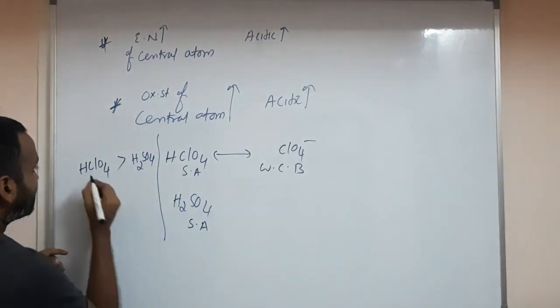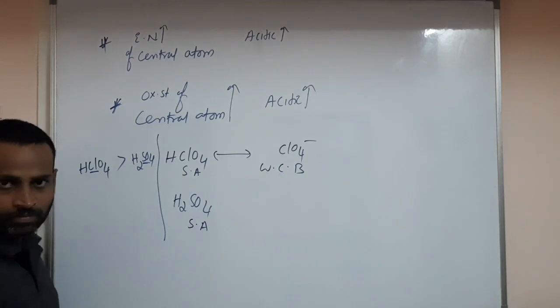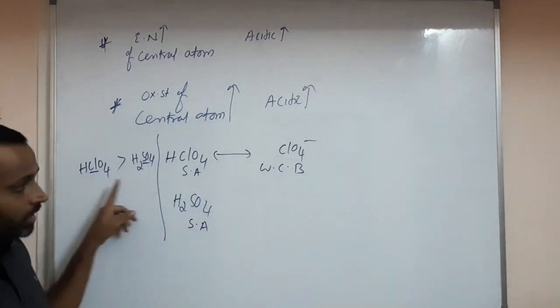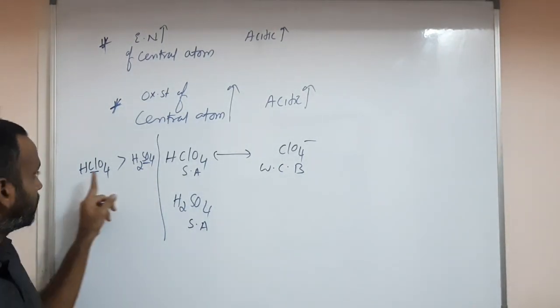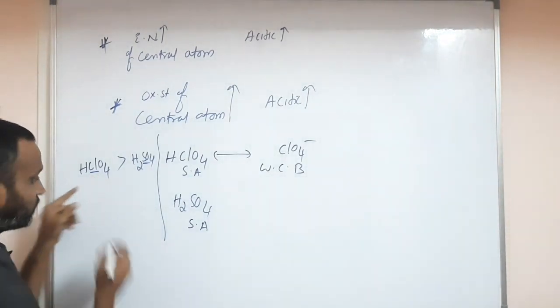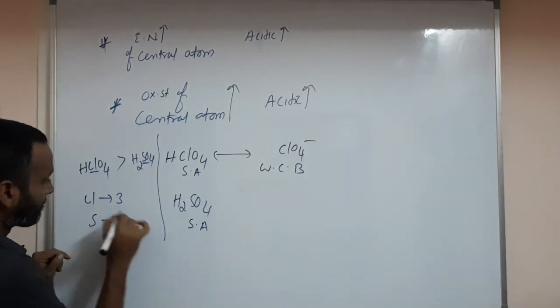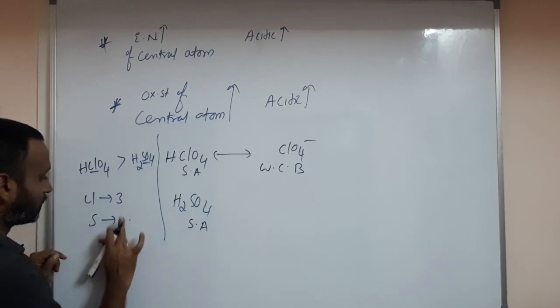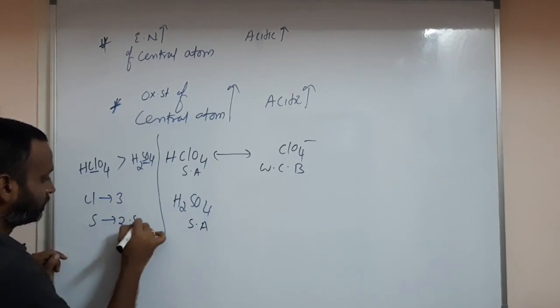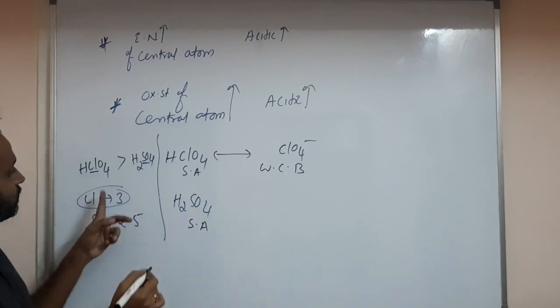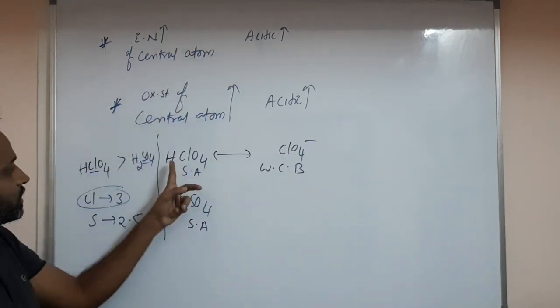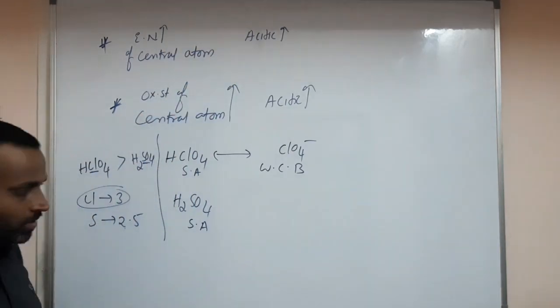How did I say that? You have to see the central atoms. Your central atom is chlorine, and your central atom is sulfur. Chlorine is more electronegative. I told you chlorine's electronegativity is 3 and sulfur's is 2.5. So more electronegative, more acidic. So HClO4 is more acidic than H2SO4.